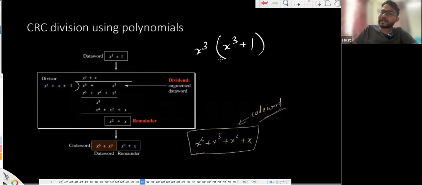How have we identified that we need to multiply with x cube? Because the highest degree here is x cube, so it is 4 bits in terms of bits, and then you need to append 3 zeros. That's why it is the same as multiplying by x cube. Put simply, if the divisor's highest degree is x cube, then you need to multiply with x cube. And then you divide.